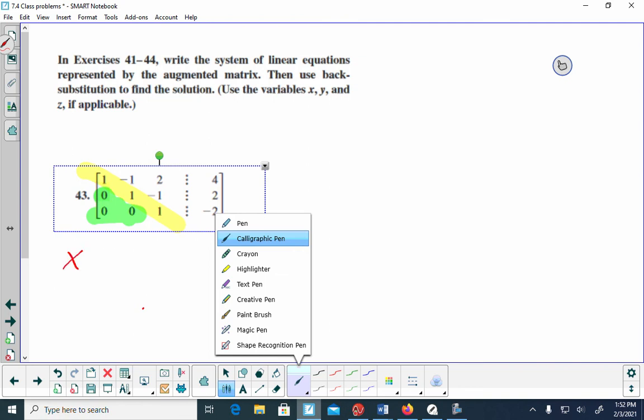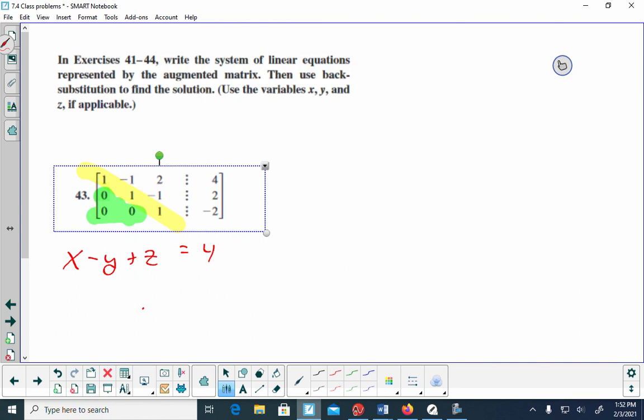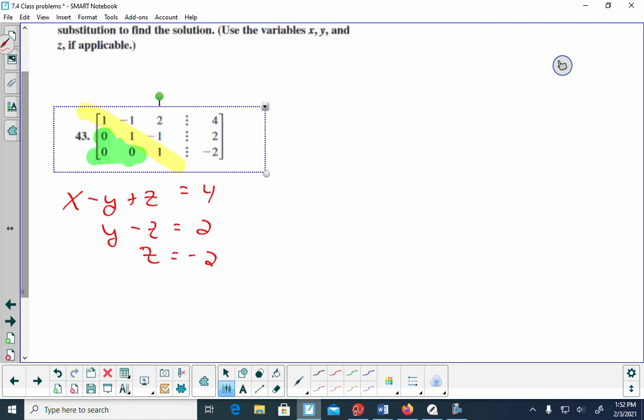It's going to be x minus y plus z is equal to 4. Then I don't have an x, but I have y minus z is equal to 2. And then finally, z is equal to negative 2. Now I'm going to back substitute in. I'm going to take this negative 2 and put it in here. So I'm going to have y minus z, which is negative 2, is equal to 2. So I'm going to have y plus 2 is equal to 2. Y is equal to 0.